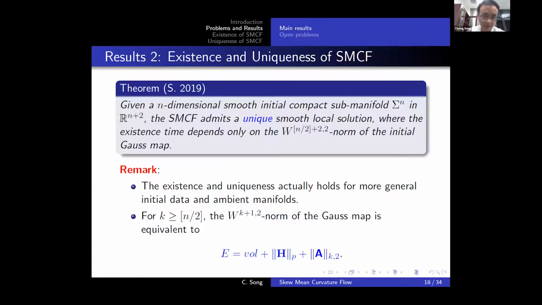And actually this norm is equivalent to the volume plus the L^p norm of the mean curvature and the Sobolev norm of the second fundamental form. We only did the Euclidean case, but with some subtle work, we can extend this result to some more general data and more general ambient manifolds instead of Euclidean space. Okay, next.